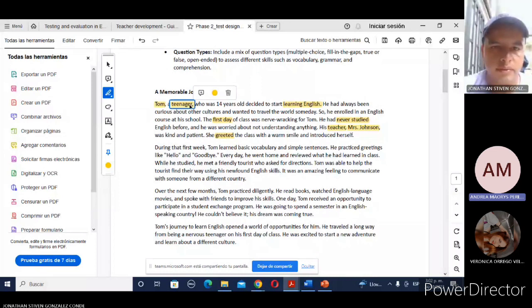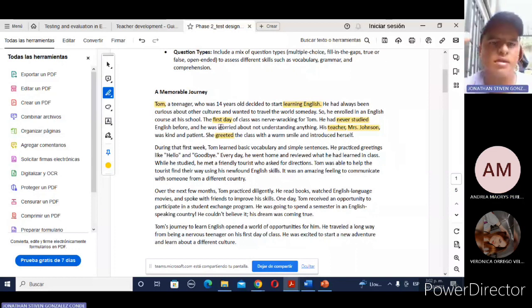Because he's a person experiencing the emotion. The text is talking about Tom's memorable journey. Okay, the text is related to all that Tom did in his experience.